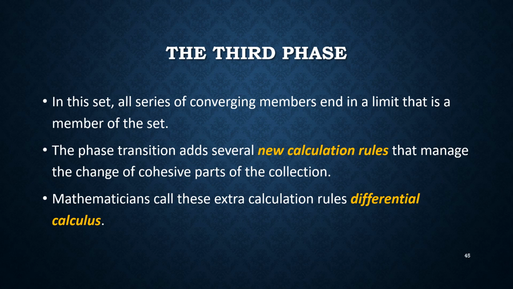In this set, all series of converging members end in a limit that is a member of the set. The phase transition adds several new calculation rules that manage the change of cohesive parts of the collection. Mathematicians call these extra calculation rules differential calculus.